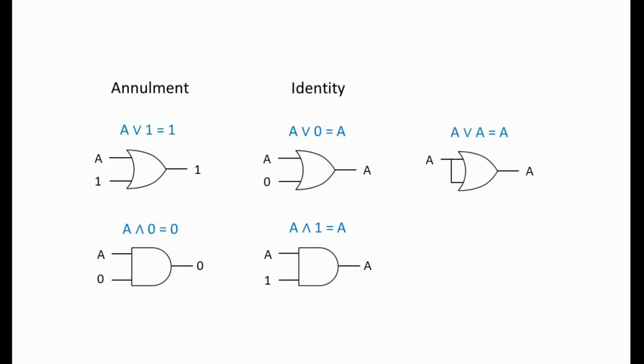Take a look at this arrangement. Here, both inputs of the OR gate are always the same. If A is 1, both inputs will be 1, so the output will be 1. If input A is 0, both inputs will be 0, so the output will also be 0. In the same way, if both inputs of an AND gate are always the same, then the output of the gate will match. This is known as the idempotent law. Put simply, an input that is ORed with itself will result in an output that is equal to that input. An input that is ANDed with itself will also result in an output that is equal to the input.